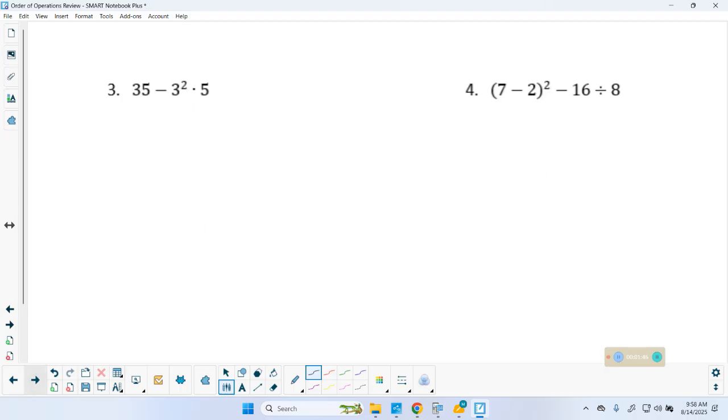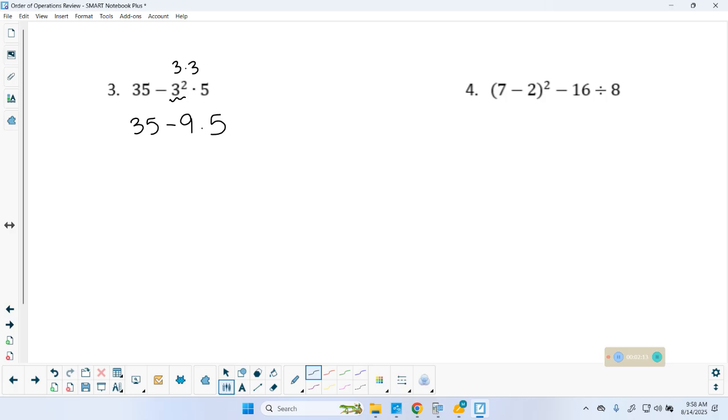Number 3, 35 minus 3 squared times 5. There are no parentheses for us to worry about. However, we do have an exponent, so we want to take care of the exponent. Remember, 3 squared means that it's going to be 3 times 3. It is there 2 times. So we are going to leave the 35 and the minus. 3 times 3 is 9, and then we're still going to multiply that by 5.